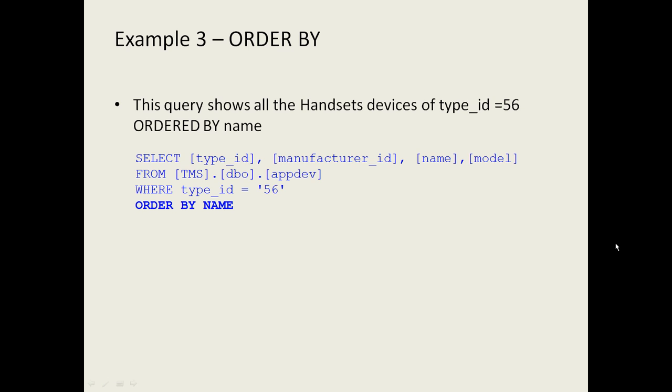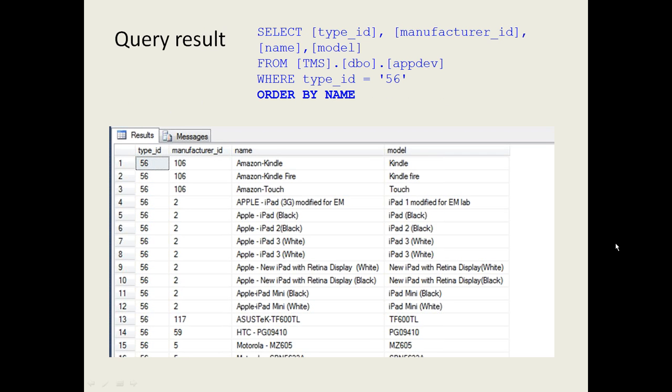The result of this query is this. You see, select type ID, manufacturer ID, name and model. There it is. From app dev, which is the table that contains the devices, where type ID is 56, see all 56, doesn't show anything else, and order by name, Amazon first, then Apple, then Asus, and then HTC.